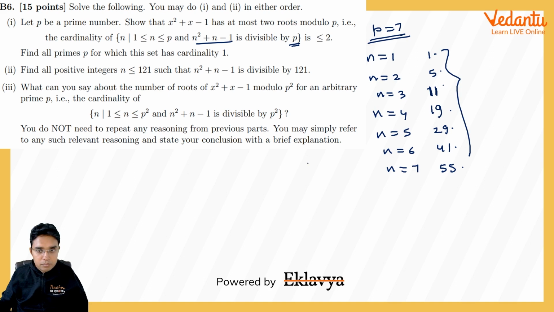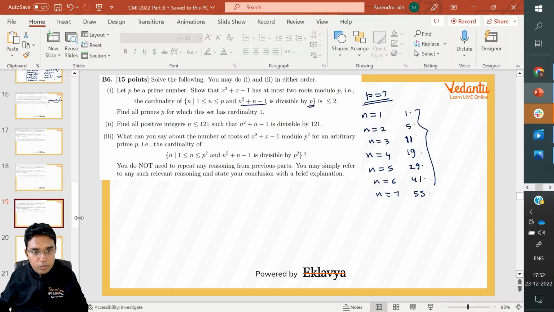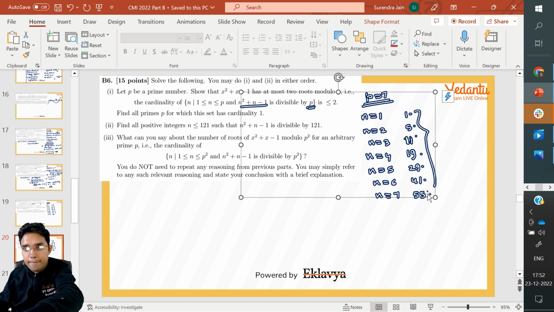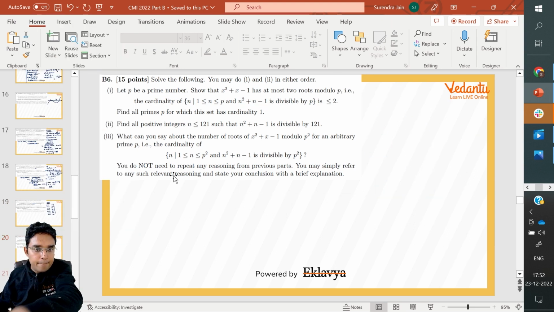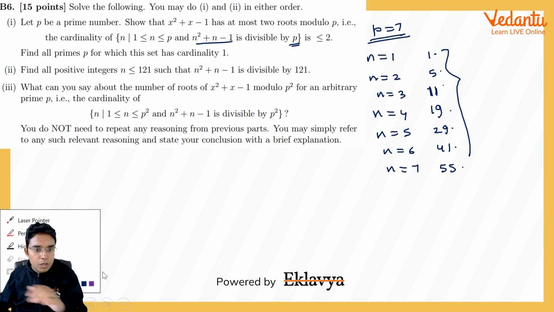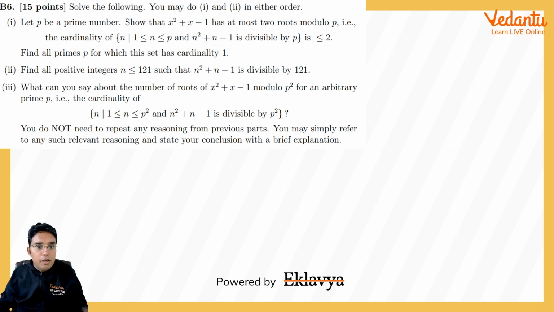Please see, for the second part, let me add a few more slides. For the second part, we are given: find all positive integers n less than or equal to 121 such that n square plus n minus 1 is divisible by 121. First of all, my claim is that there can be at most 2 roots.